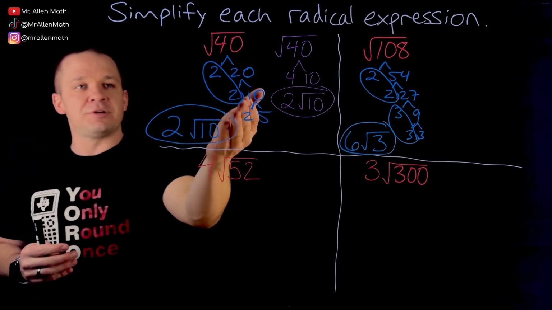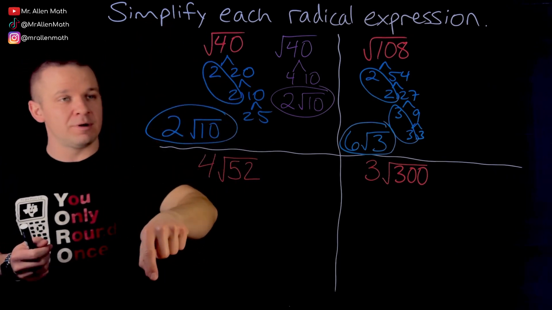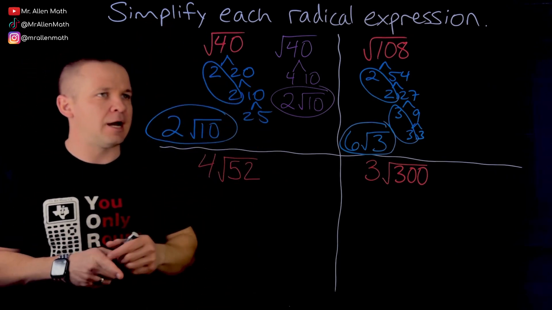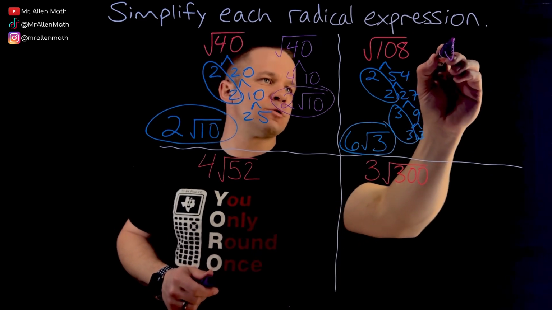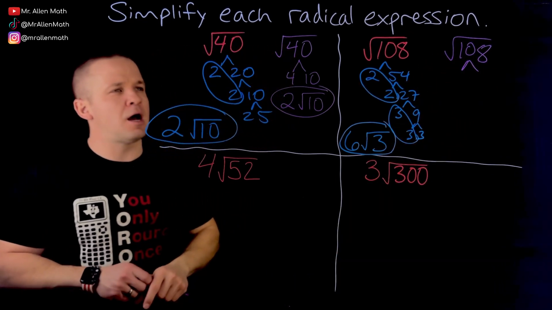Over here, 2 times 2 is 4, but the square root of that is 2. So when I take it out of the square root, I'm taking the square root. All right? So let's try it the other way here. Square root of 108. If I break that down into perfect squares, let's see here.